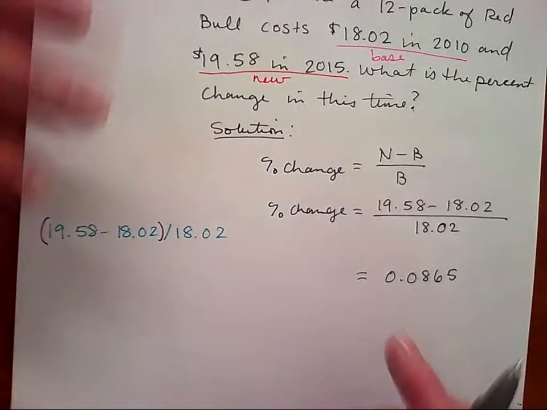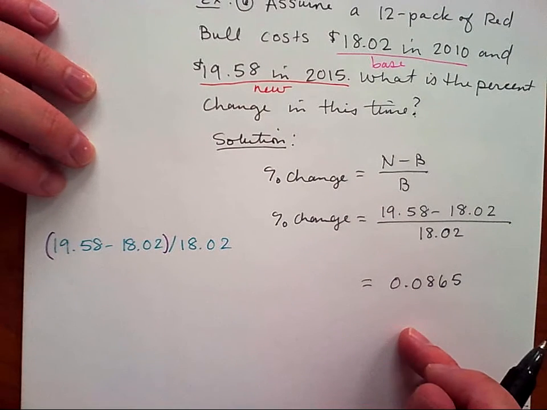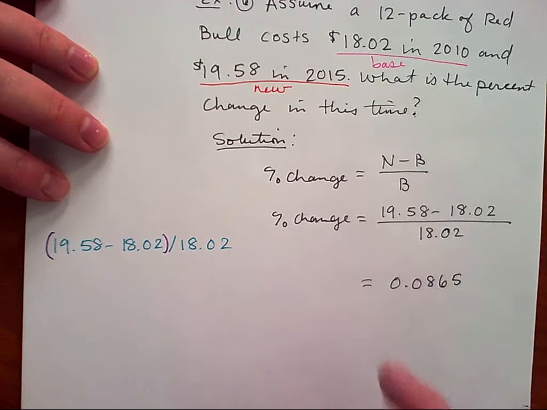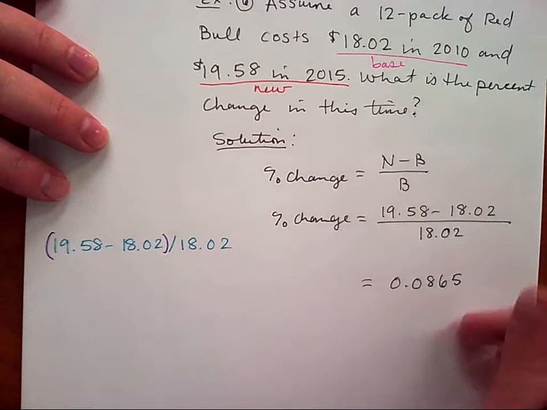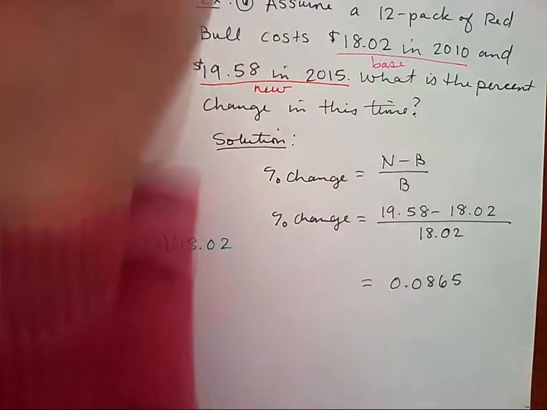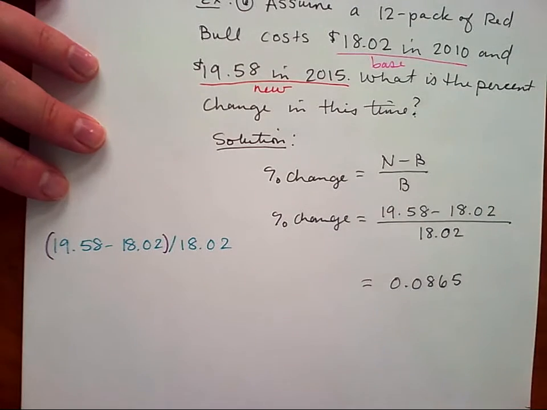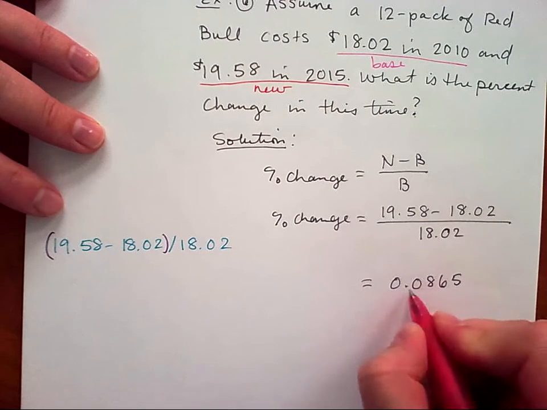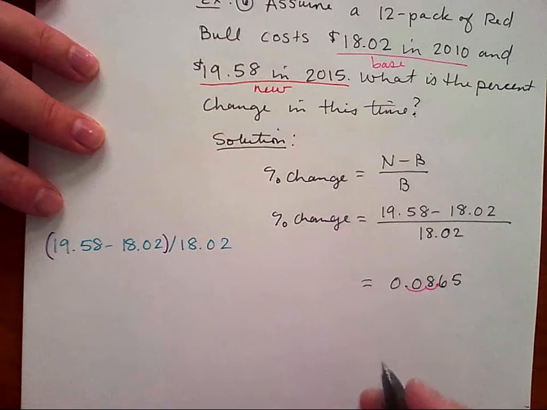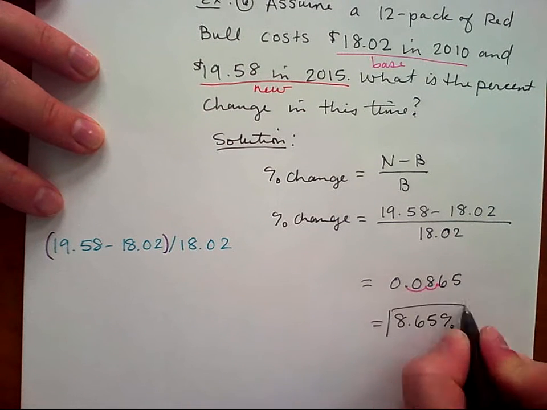Okay. So do you think we're finished? No. So this is percentages. Here I have a decimal, right? So how do I change a decimal to a percent? Before we did percents to decimals. Now we need to do decimals to percents. Multiply it by 100, which means move the decimal place over twice to the right. So this is 8.65%. So that's the answer.